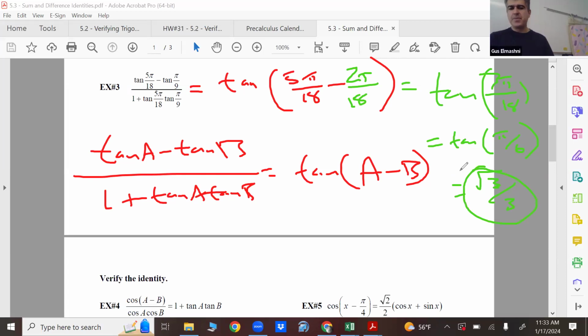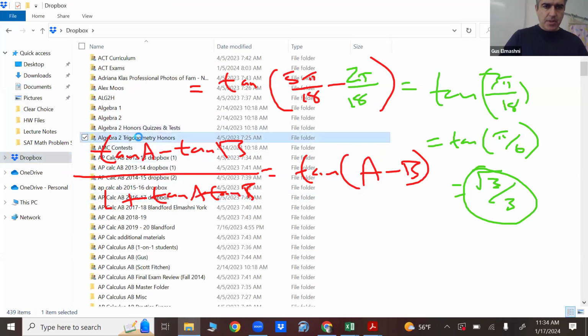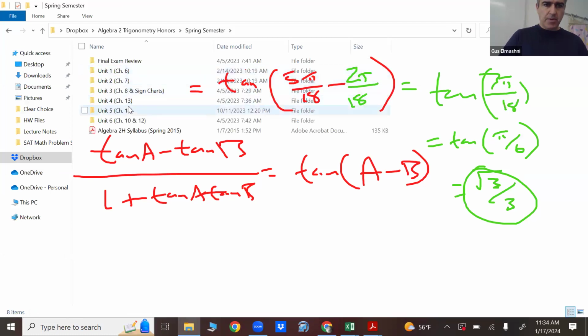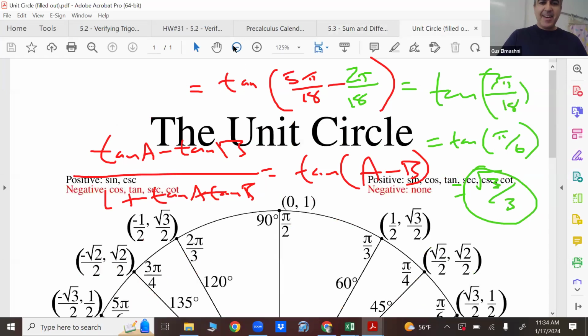Not just unit circle stuff, guys. Root 3 over 3. Yep. That's just unit circle, because when you're at pi over 6, that's 30 degrees. Actually, I have a unit circle I'll show you guys really quickly here. When I taught trigonometry, it's been chapter 13. It's kind of crazy. pi over 6 is right here.